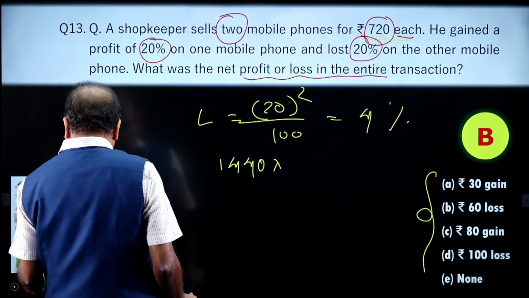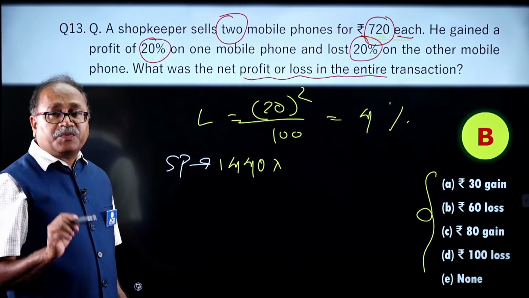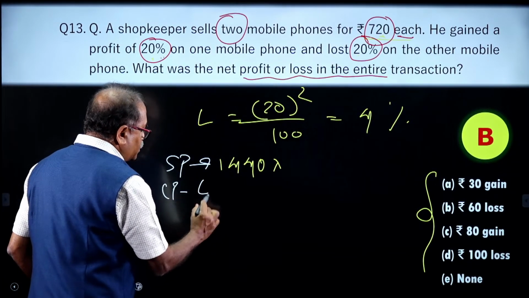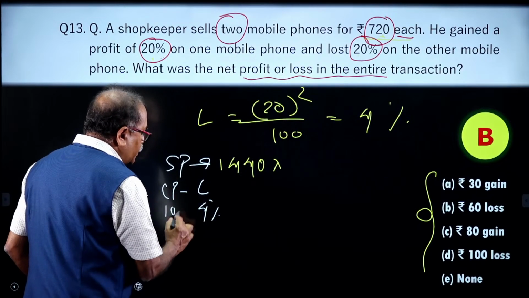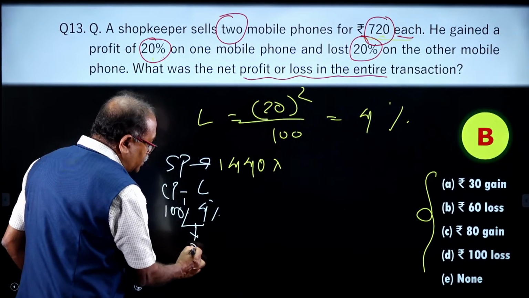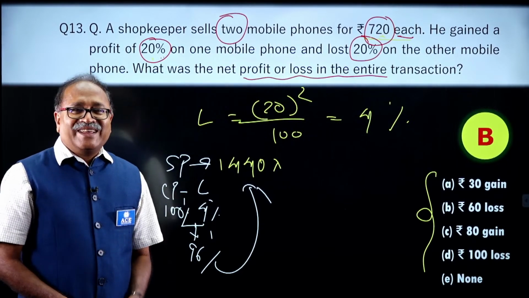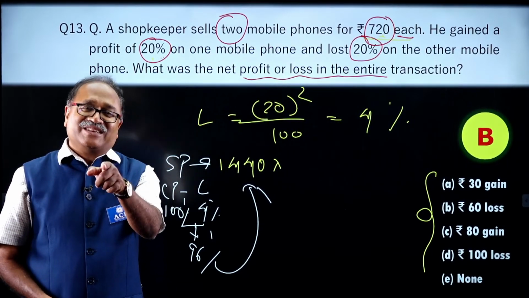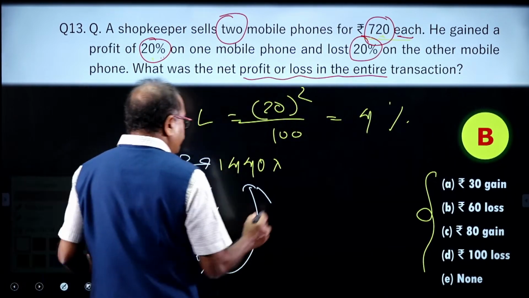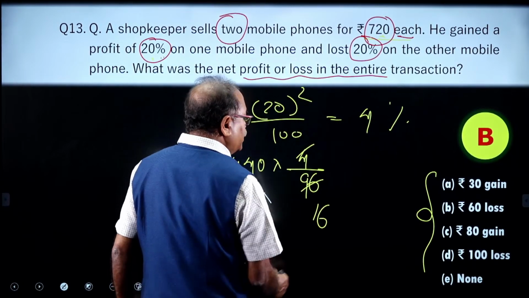Look at this one. This is the SP, and the SP is equal to cost price minus loss in the case of loss. So this is cost price minus loss, and the loss is 4%, the cost price is always 100%. That means this selling price will be 96%. So this selling price is given to us as 96%. From there I need to find out 4%, because there is a loss of 4%. So let's find it out. 1440 into 4 by 96, and this gets cancelled, 16.